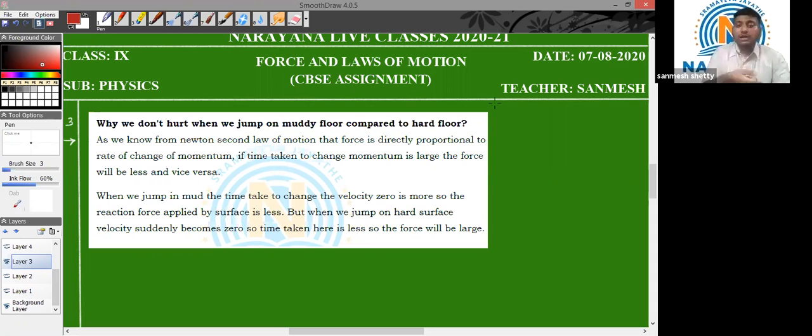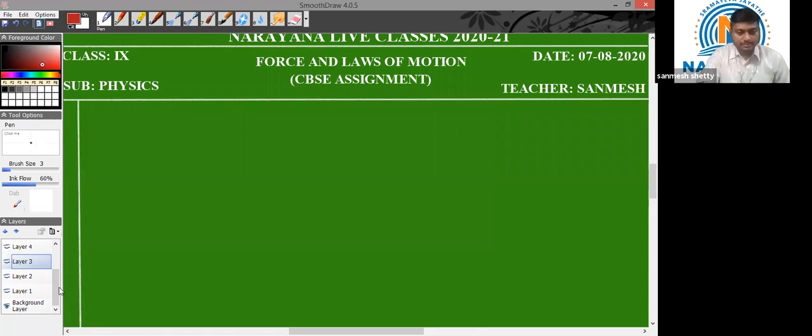Whereas, for example, if we jump on a concrete floor, there is sudden change in the velocity. Our velocity changes in a very short amount of time. That's why we experience more force by the ground as compared to when we jump on the muddy floor. So that's why when we jump on the muddy floor, we don't get hurt. I hope the point is clear, children. Let us proceed to our next question.